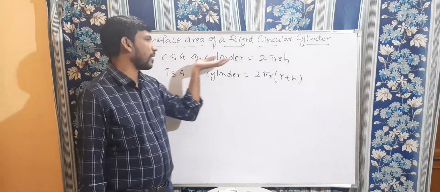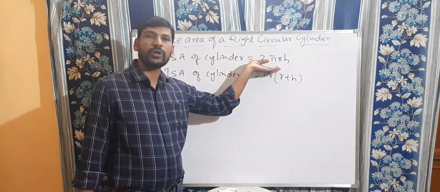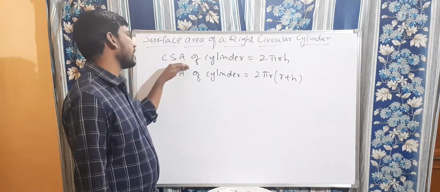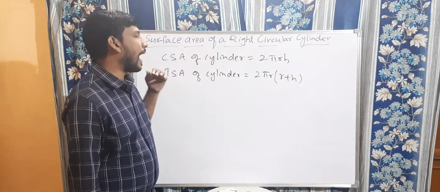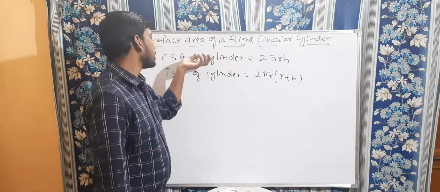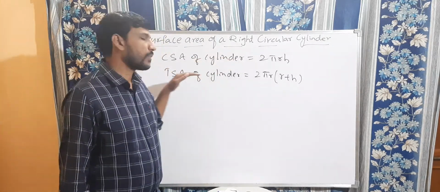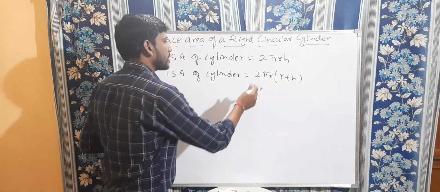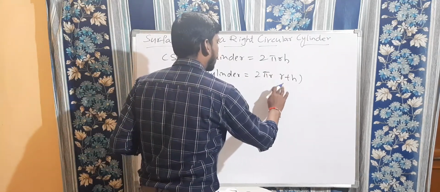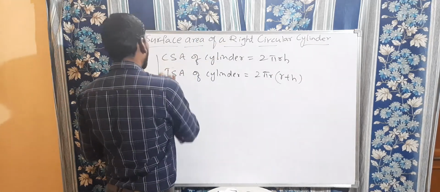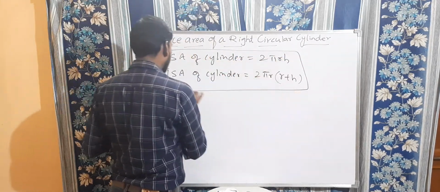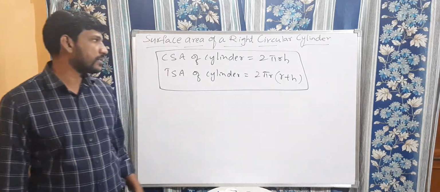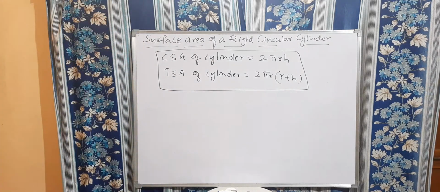The base is in the form of a circle here. That's why we are taking circle formulas here. Circumference of circle equals 2 pi r. When we multiply this circumference of circle with the height, it gives the CSA of cylinder. And when we add top area and bottom area to CSA of cylinder, it gives the total surface area of the cylinder, which is nothing but 2 pi r into r plus h. Clear? I hope you understood that. Now we are going to discuss a simple example based on these two formulas. Please copy this. Clear, my dears?